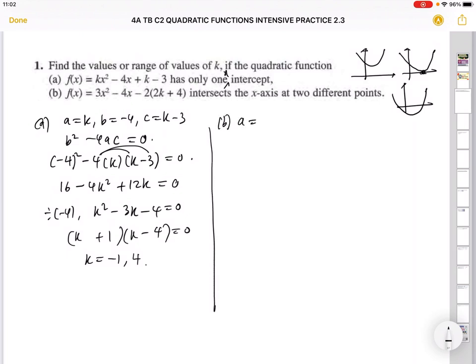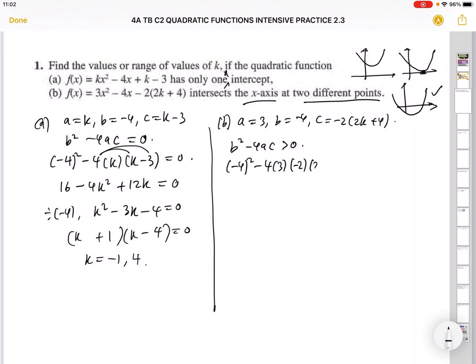Okay, part B, my a is 3, my b is -4, and my c is 2k plus 4. So as you can see, it intersects the x-axis at two different points. So it's this case over here, you are going to have two real roots. So my b squared minus 4ac value is going to be more than 0. So when I substitute, my b is -4, again square it, a is 3, c is 2k plus 4, more than 0.